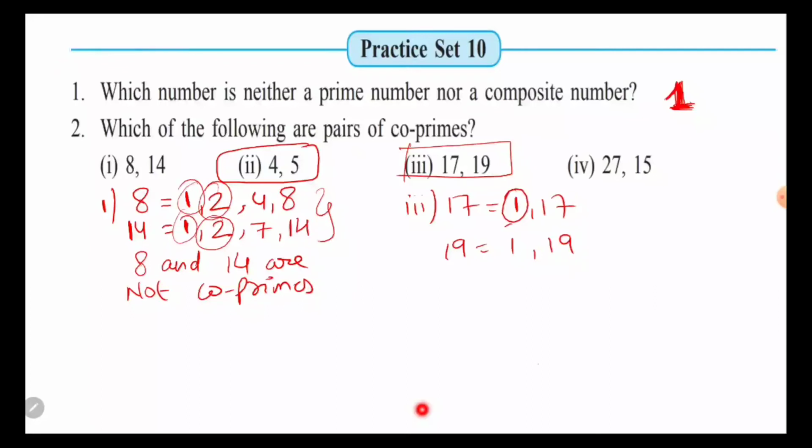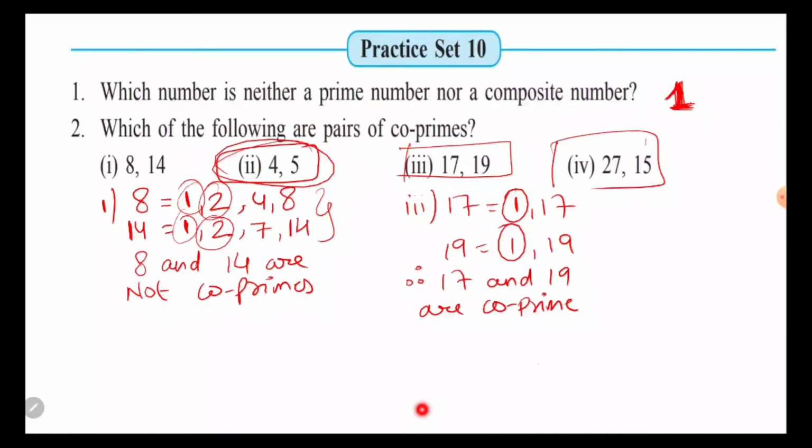Now we can say that only 1 is a common factor over here. We will write therefore 17 and 19 are co-prime. Okay, so this will be your homework. Okay, so 2 sums will be your homework. If you have any doubt, you can comment in the video down.